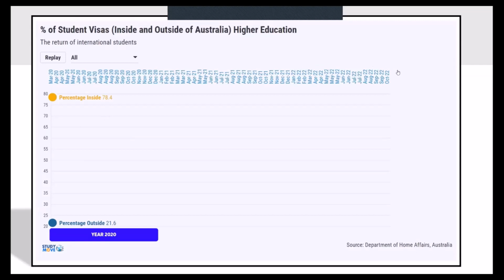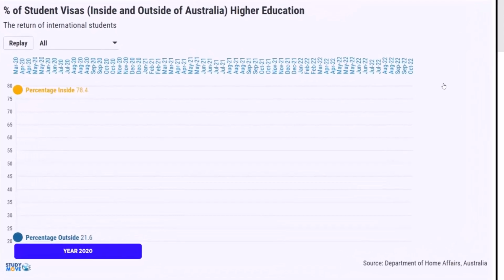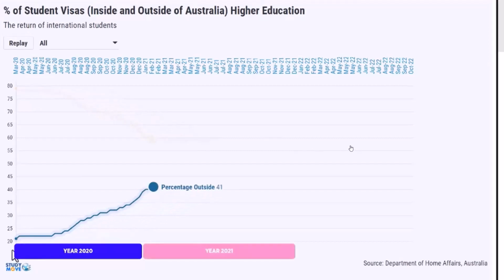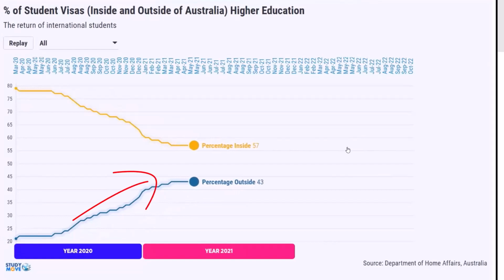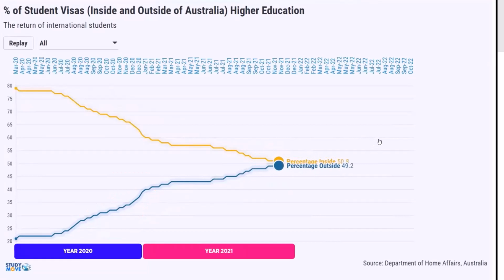And I think it's very useful to see what happened in that particular area. These first charts show you the percentage of students who were inside of Australia and outside of Australia. This is only for higher education during the pandemic. As you can see, in March 2020, about 20% of students were outside of Australia, but that number obviously started going up and up. And back in 2021, actually just in December, 12 months ago, that's when we reached the peak.